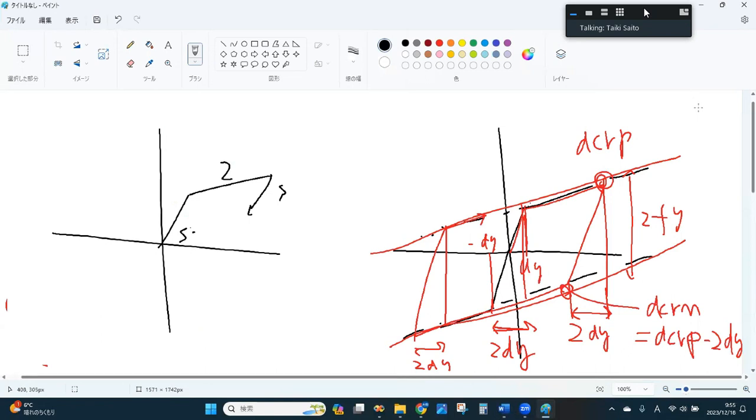This stiffness is SC. And this stiffness is SY. And this is DD. DD is negative. So we want to know the force of this point.